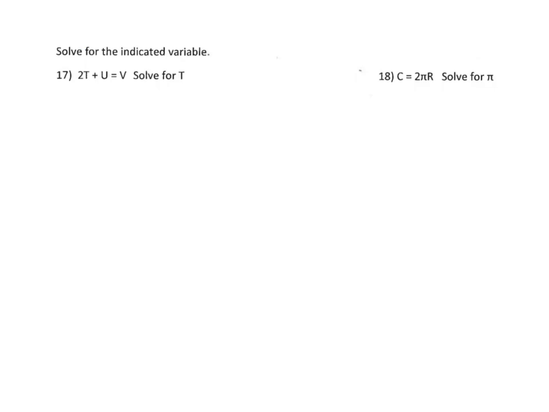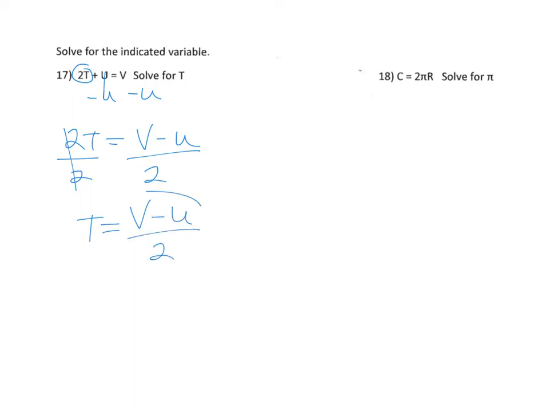Last two on the review. What we need to do is get t by itself. So I'm going to circle this. How do I get rid of a plus u? The inverse of plus u is minus u. So I'm going to do that to both sides. That would give me 2t is equal to v minus u. Now we've got one step to get t by itself. Instead of multiplying by 2, we're going to divide both sides by 2. We get t is equal to v minus u over 2.